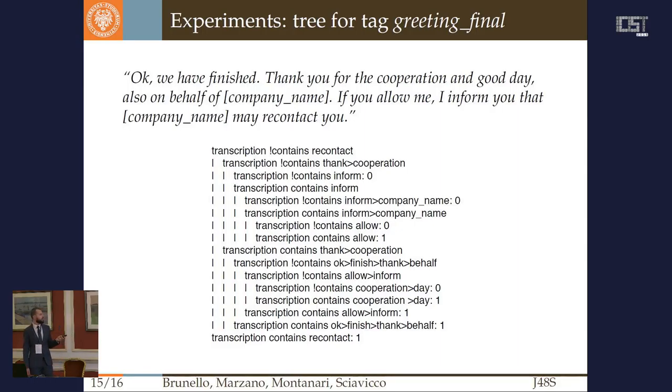Okay, just to give you an idea about the decision tree which has been used in this experiment. This is an example regarding the tag reaching final. A phrase that contains this tag, according to the script, is something like this: Okay, we're finished. Thank you for the cooperation and good day, also on behalf of the company. If you allow me, I inform you that the company may recontact you. The decision tree that recognizes this tag in an instance is made like this.